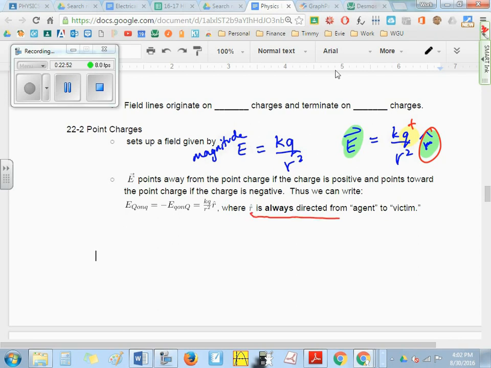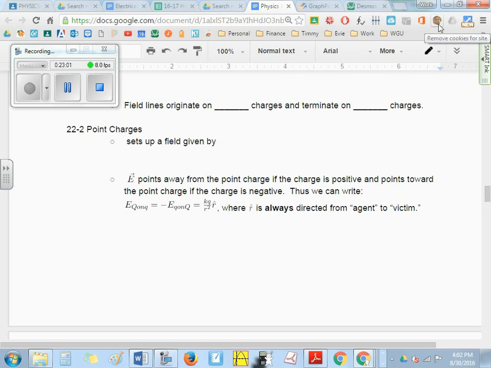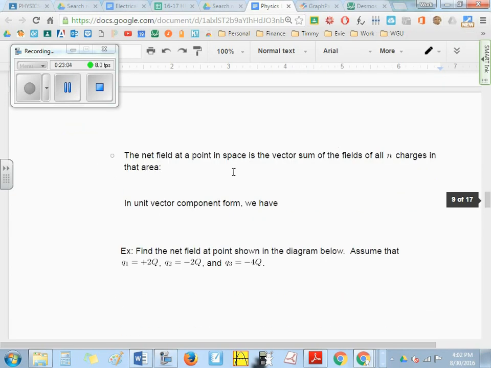But here's my statement about R: it is always directed radially outward. All right, now let's go to the next comment. It says that the net field at a point in space is the vector sum of all the fields of all n charges in that area. So if you're in a spot and you're surrounded by different charges, you're going to feel the field of every single one of them, right? So that's natural. You're going to add up all the vectors of the fields around.